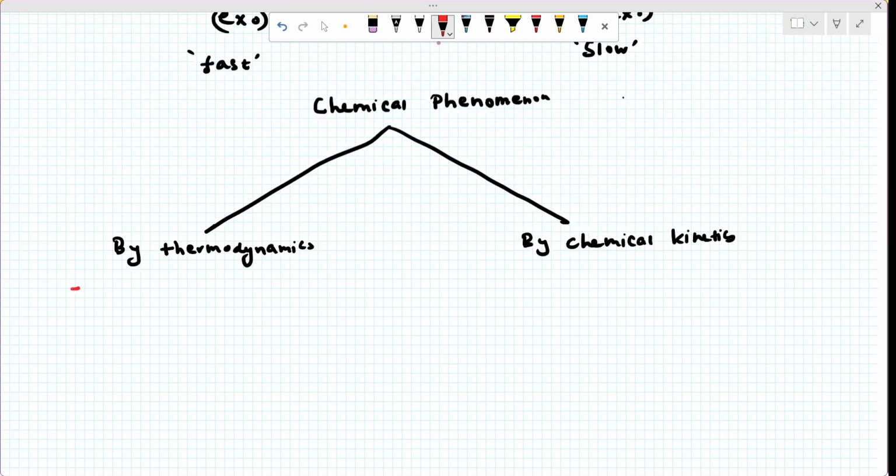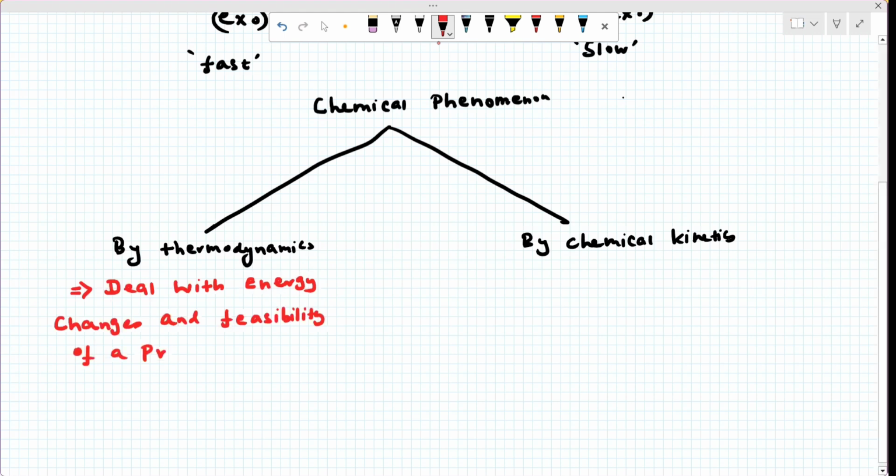Now, what is thermodynamics? Anyone tell me? What is thermodynamics? Please note, it deals with energy changes and feasibility. Feasibility of a chemical reaction, or feasibility of a process under given conditions.